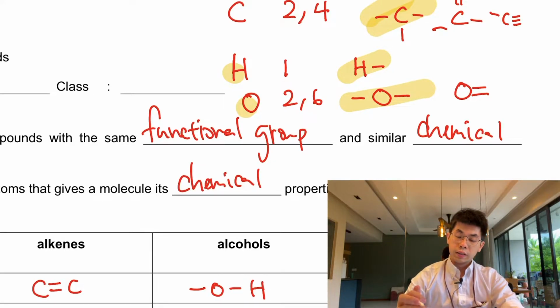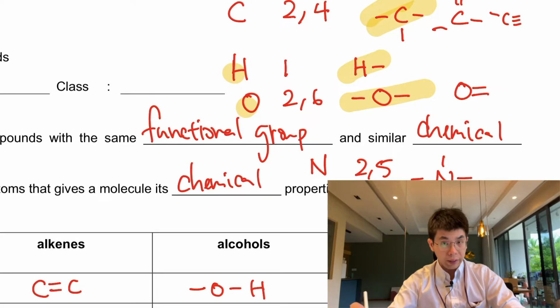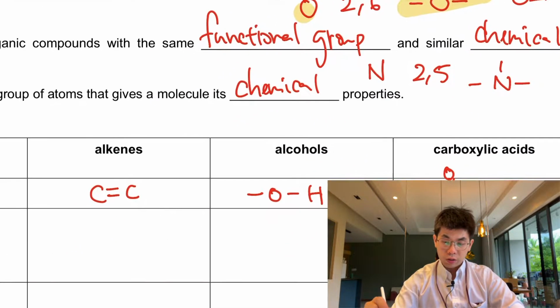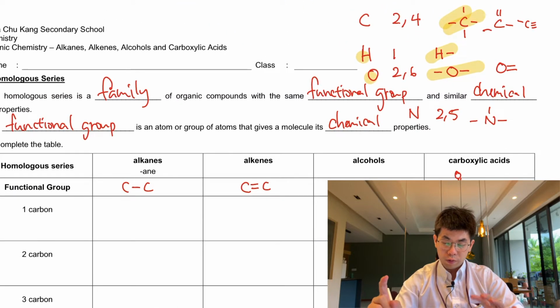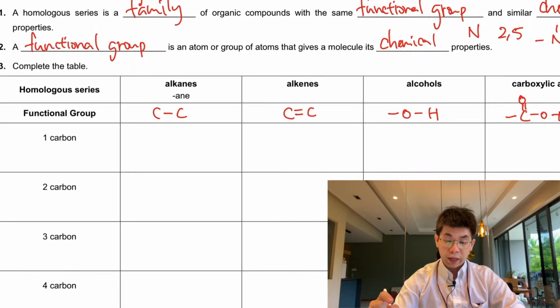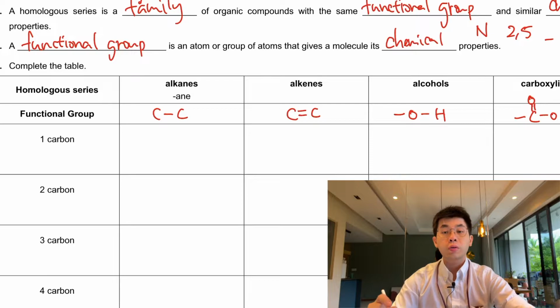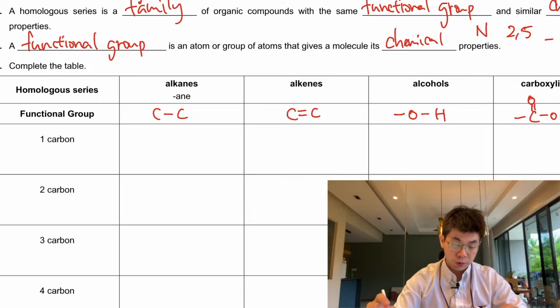There's another one, nitrogen. Nitrogen is 2.5, so it's a maximum of 3 bonds. So you'll usually see 3 bonds like that. Alright, so let's take a look. With this in mind, it's actually quite straightforward. So let's look at the names and how to draw. I'll show you the step-by-step process on how you can draw all the organic molecules.